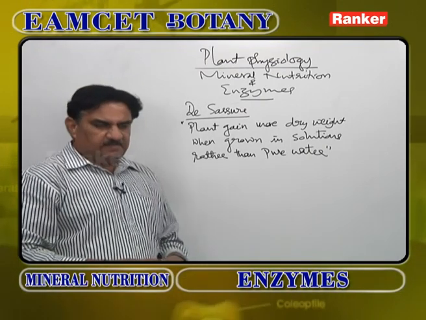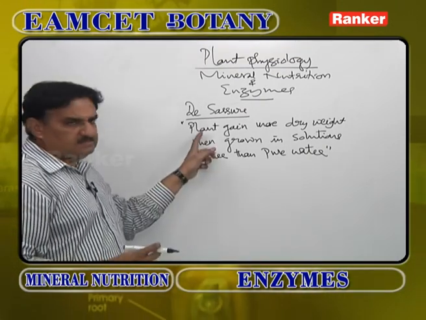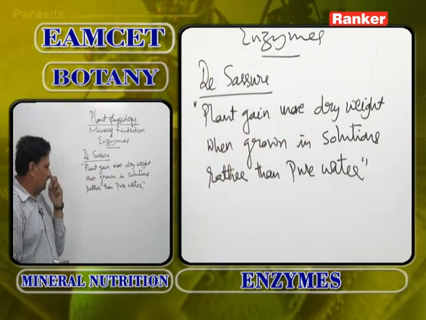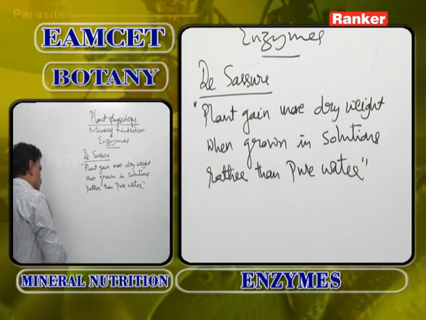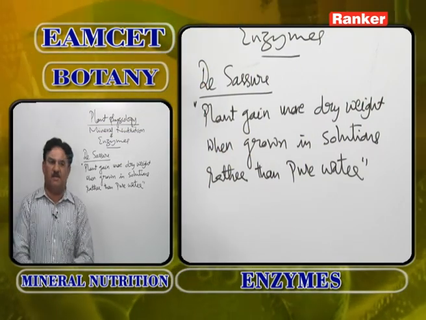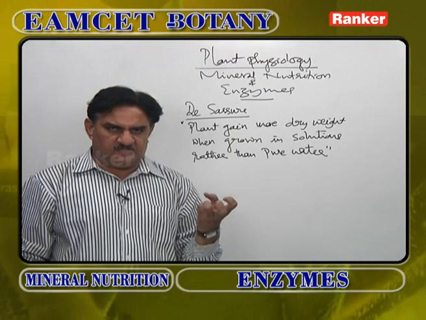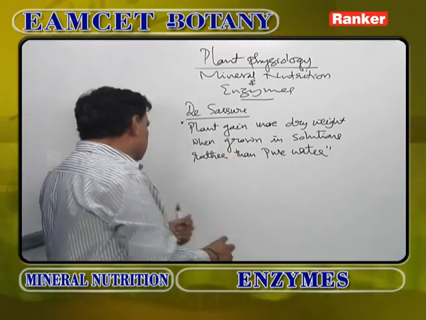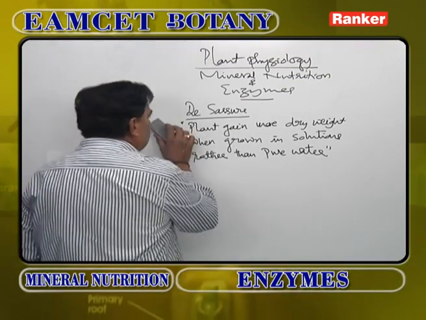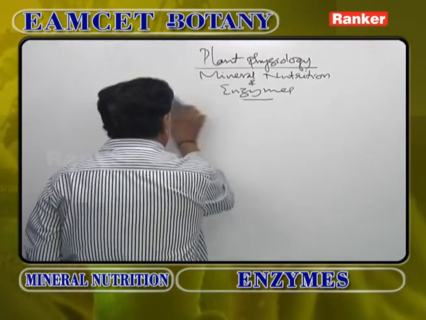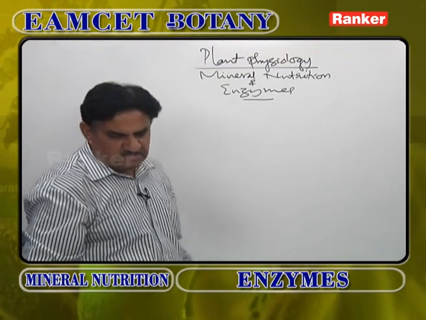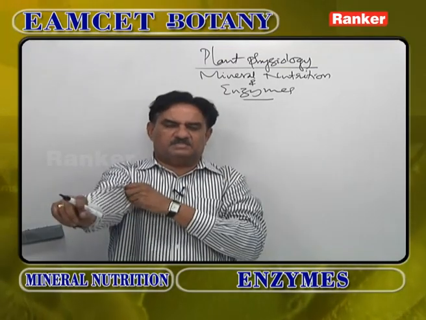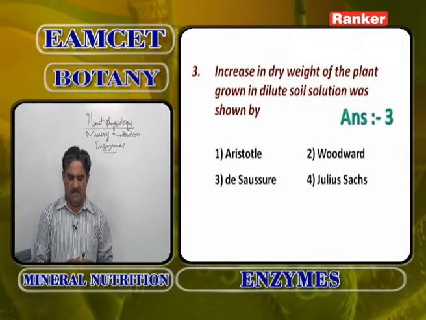A scientist by name De Saussure proposed that plants definitely gain more dry weight when grown in solutions rather than pure water. That means pure water does not contain the necessary mineral ions. So whenever they grow in dilute soil solutions or any solution, they definitely grow well. That means plants gain more dry weight when grown in solutions rather than pure water. Increase in dry weight of the plant grown in dilute soil solution was experimentally proved by De Saussure.